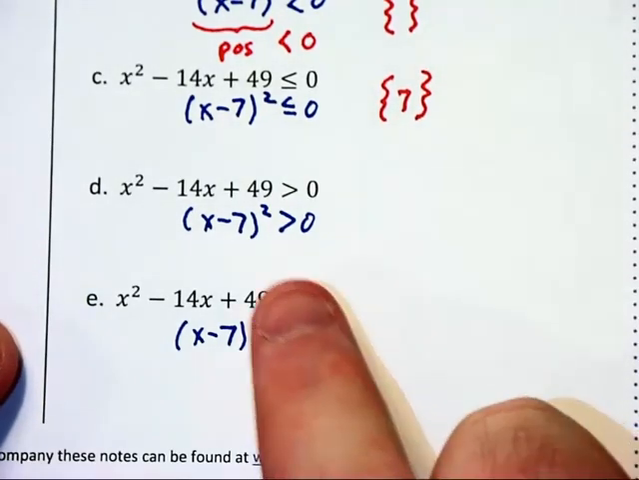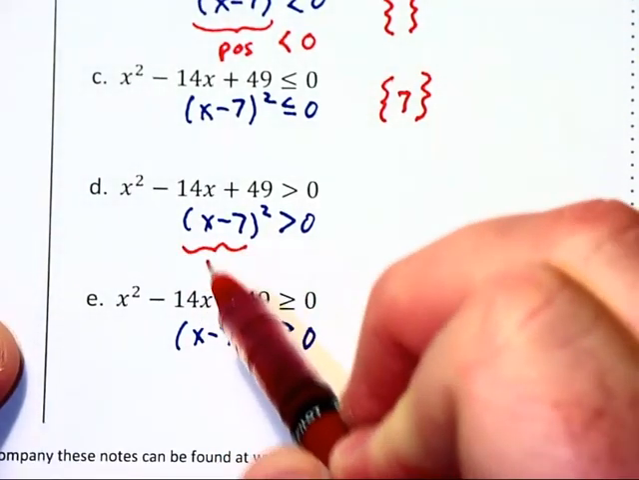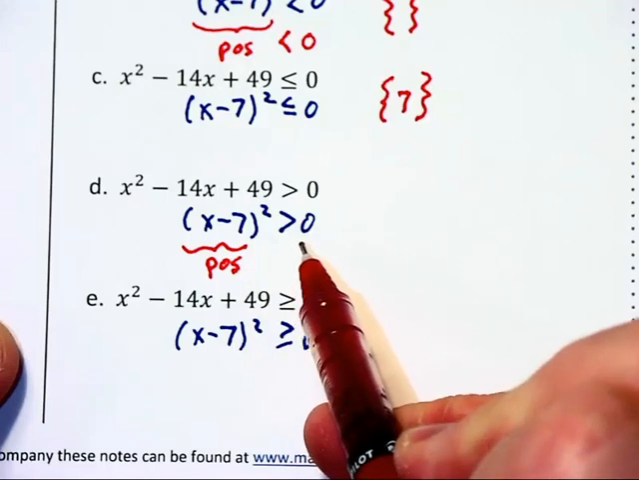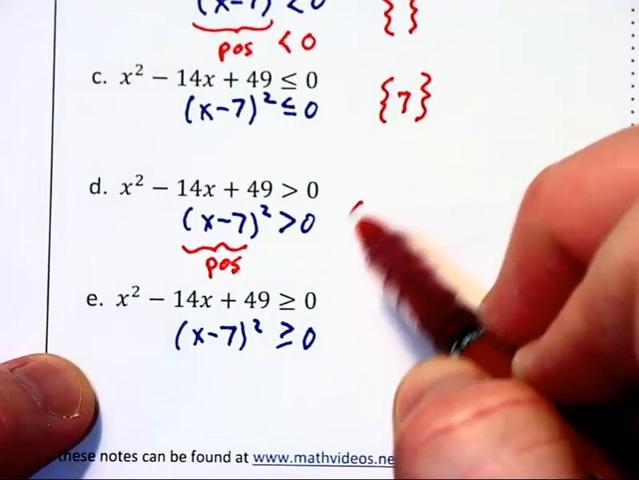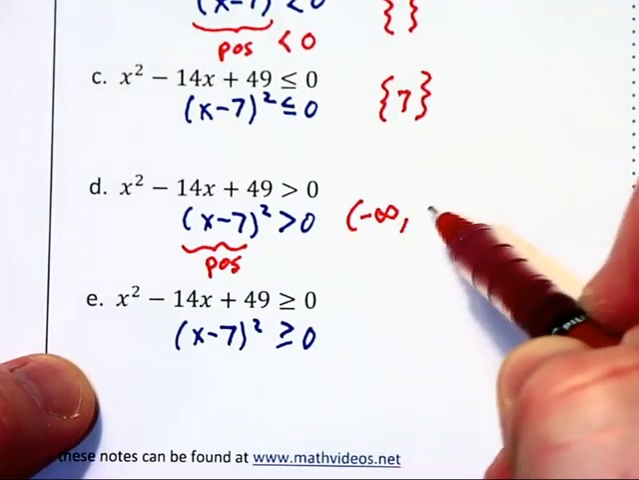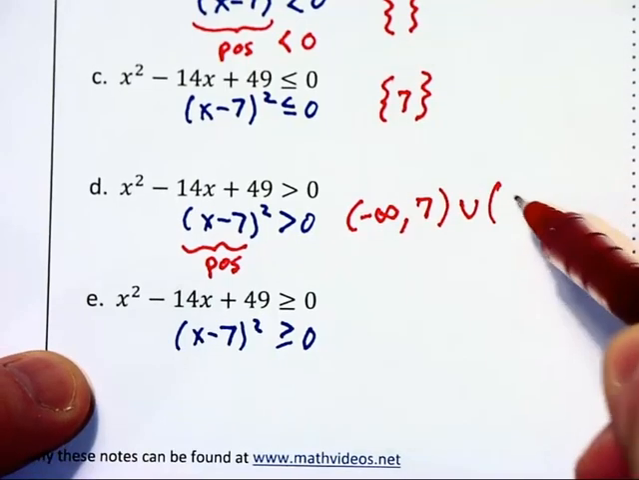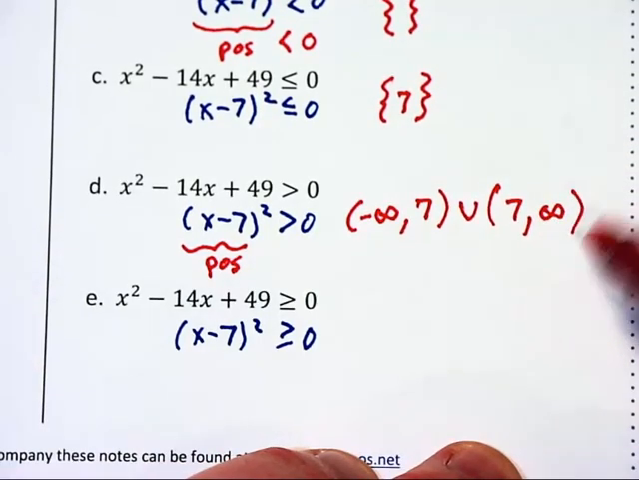Where is the function greater than 0? Well, we know (x minus 7) squared is positive, and it's equal to 0 at the 7, but everywhere else it's going to be greater than 0. So our solution will be from -infinity up to 7, which we don't include, union the interval to the right of 7 from 7 to infinity.